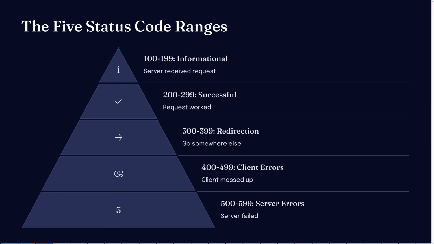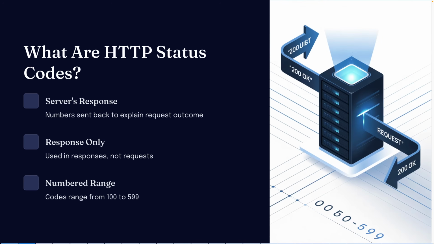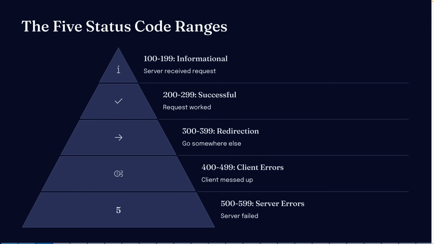They range from 100 to 599, but not every number is assigned. They are grouped into 5 categories based on their purpose. So let's explore the 5 ranges of HTTP status codes and what they mean. Each range starts at a 100 mark, 100, 200 and 300 and so on, and serves a specific purpose. So these are the 5 things: 100 to 199 informational, 200 to 299 success, 300 to 399 redirection, 400 to 499 client errors, and 500 to 599 server errors.